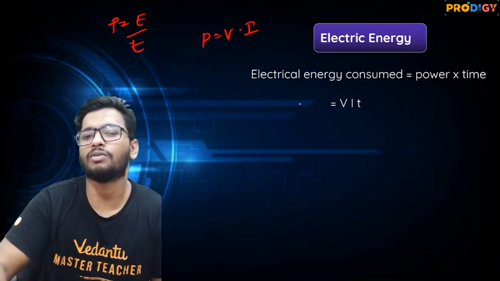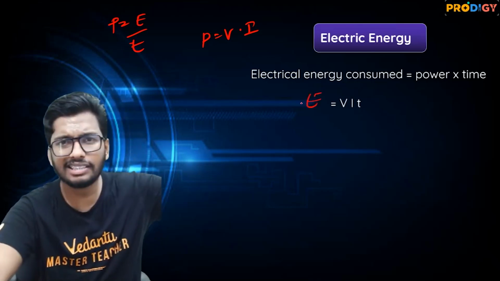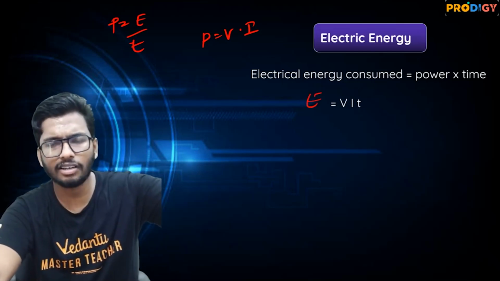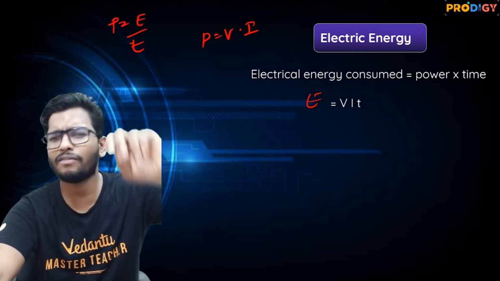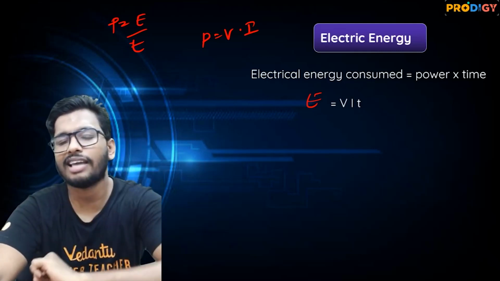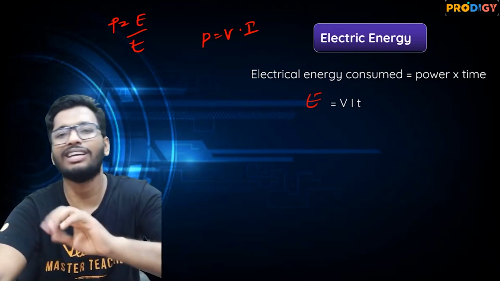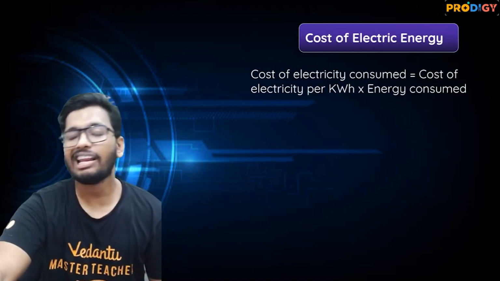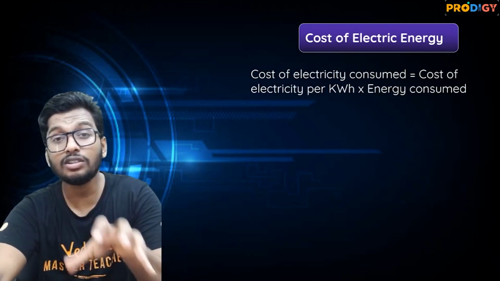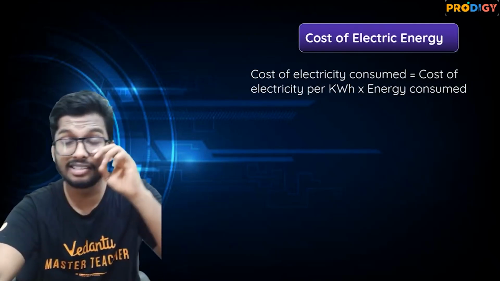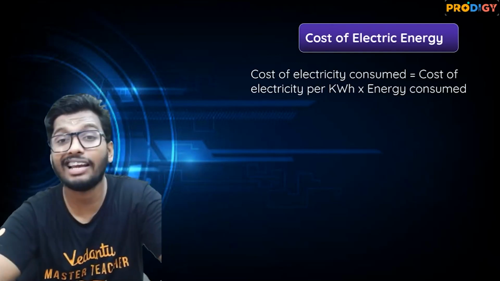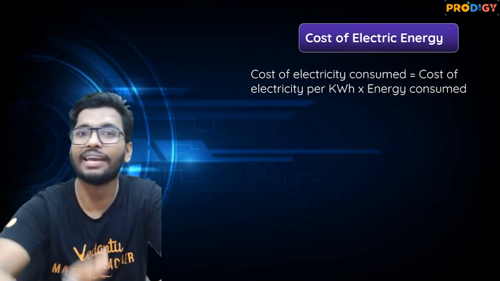This, my friends, is one of the basic formulas that we've already seen when we talked about Joule's law of heating. So yes, guys, energy is equal to power into time, which is nothing but V into I into T. And if you want to find out the cost of electrical energy, based on this itself they calculate how much electricity bill you're paying every single month.